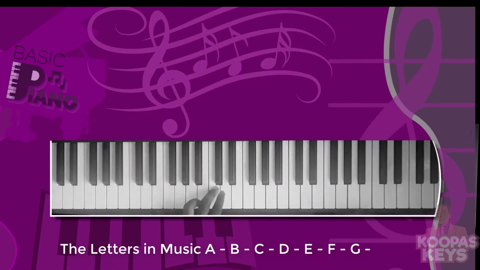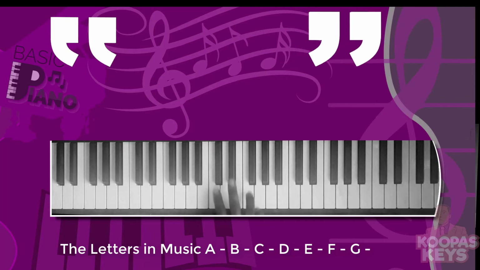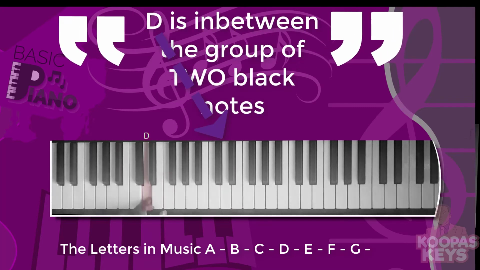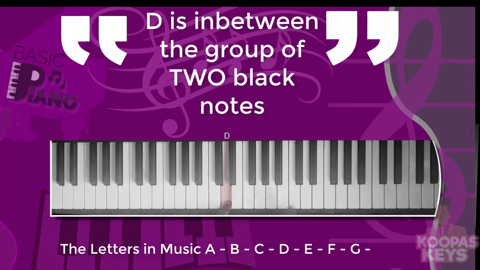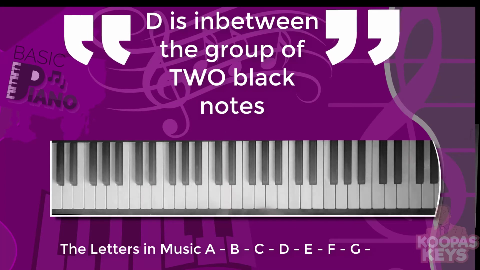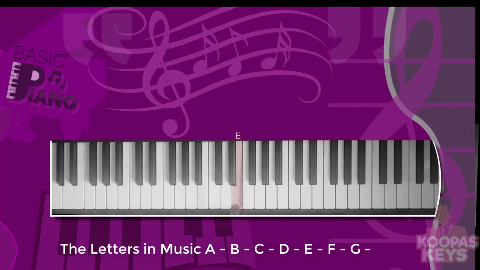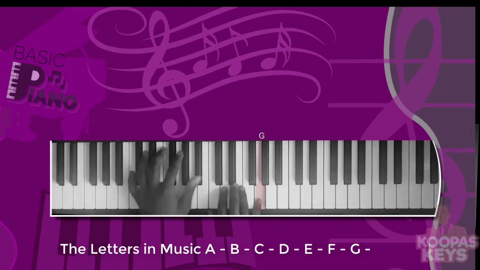C as in cat, right? And then D is in between the 2 black notes. D as in dog, right? And then you get E on the right of the 2 black notes, E for elephant. And remember, if you ever forget the names of the notes, just remember that they're in alphabetical order. But you don't want to practice this too loudly, just in case your neighbors think you're learning your alphabet all over again.